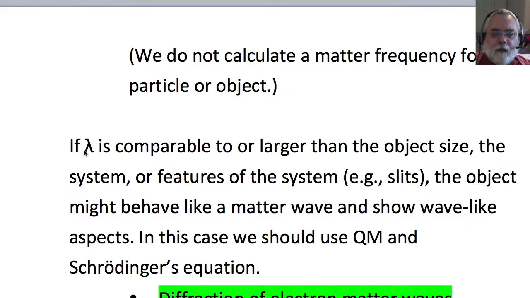If the matter wavelength lambda is comparable to or larger than the object size, the system, or features of the system, for example, slits, the object might behave like a matter wave and show wave-like aspects. In this case, we should use quantum mechanics and Schrödinger's equation.